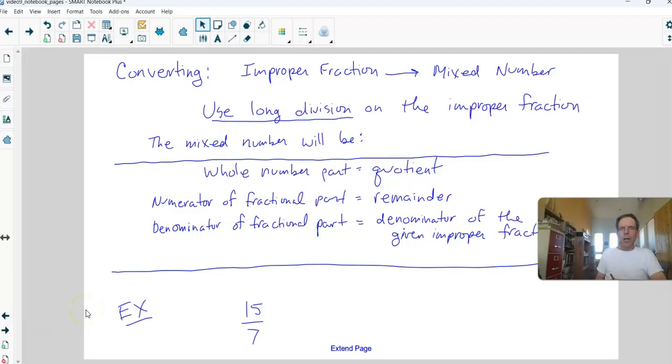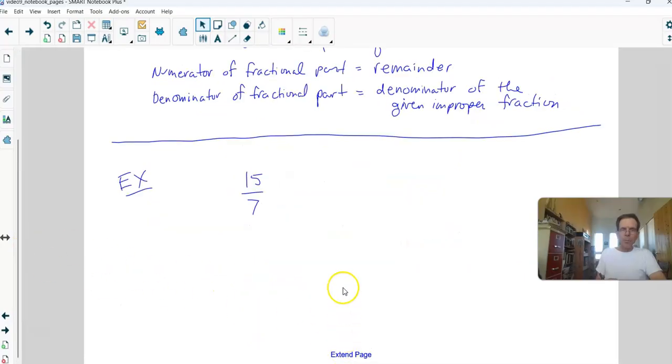We'd like to also convert improper fractions into mixed numbers. So how do we do that? A fraction is essentially a division problem, and that's what we're going to do. We'll use long division on the improper fraction, and the mixed number will basically be made up of these things. The whole number part is going to be the quotient we get, and the numerator of the fractional part is going to be the remainder, and then the denominator of the fractional part is going to be the denominator of the given improper fraction. Okay, so let's try this on 15 sevenths.